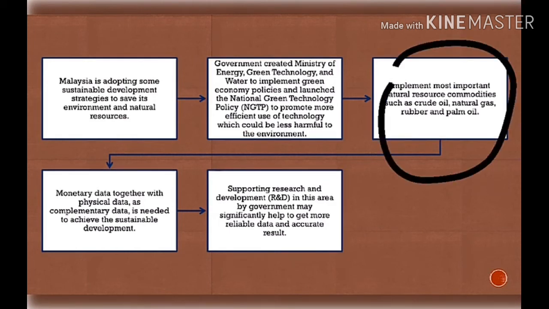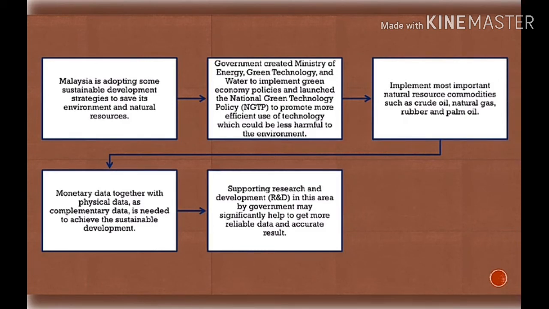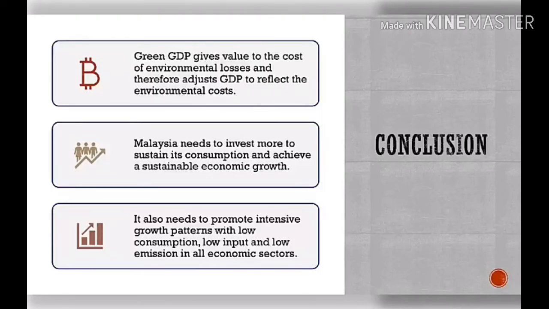And the third one, Malaysia is starting by implementing the most important natural resource commodities such as crude oil, natural gas, rubber and palm oil, which will be more appropriate in terms of environmental pollution valuation and resource depletion. The government as policymaker could develop a robust environmental accounting system, establish the accounting scheme and national database to improve environmental valuation. And the fourth one, to get the required information for sustainable development, monetary data together with physical data as complementary data is needed to explain the mutual relation between environment and economy. And the last one, supporting R&D in this area by the government may significantly help to get more reliable data and accurate results.